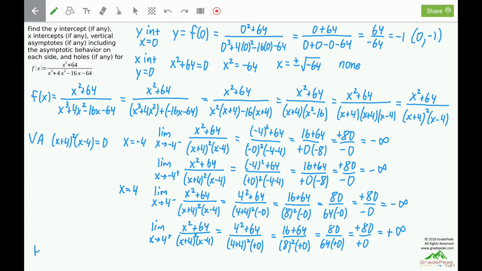The last thing to find are any holes in the graph, and the holes occur in the factored version for any factors that fully cancel out of the denominator, but we did not have any factors cancel for the factored version here, which means there are none.